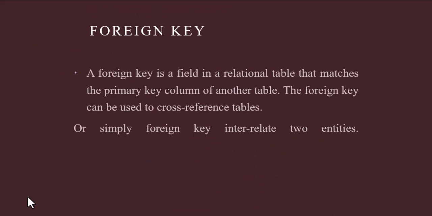Foreign key is a field in a relational table that matches a primary key column of one table with another. The foreign key can be used to cross different tables. In simple words, we can say that using a foreign key, we can connect or interrelate the child table with the parent table that contains the primary key attributes, or simply we can say that a foreign key interrelates two entities. So using primary key and foreign key, we can interrelate the two tables.